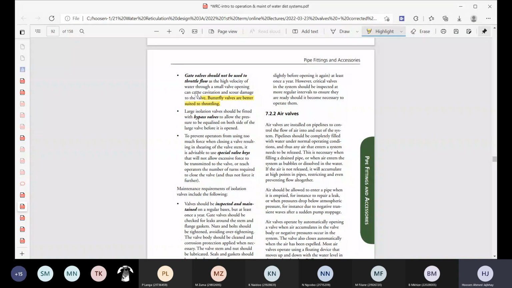Another important aspect is do not throttle the flow, so don't just open. Okay, having said that, this is referring to normal circumstances, right? You should not throttle the flow under normal operating conditions. But when you're filling the pipeline, that's when you open the valve very slightly, very slowly, so you will then throttle the flow.